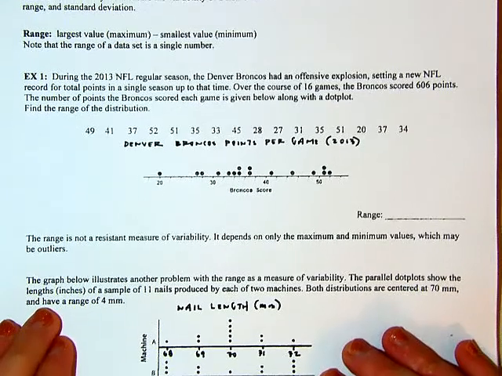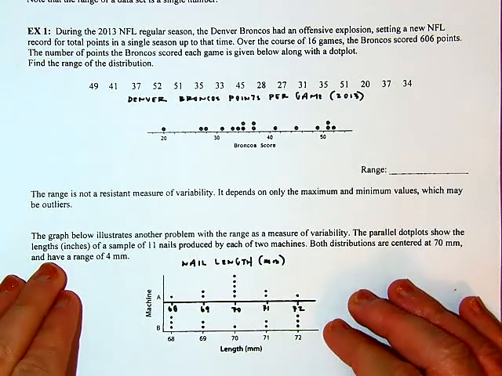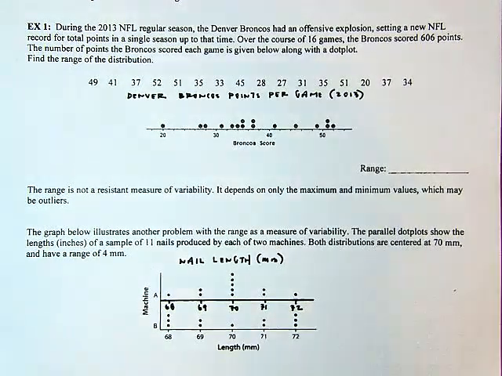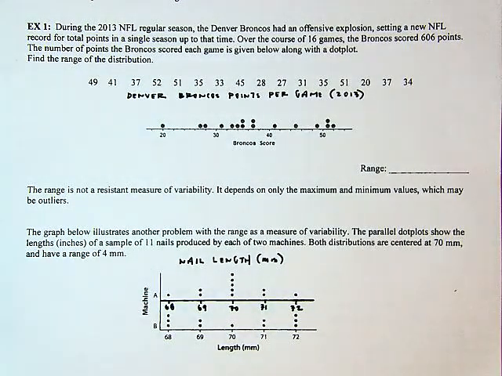So here is an example. Here we're looking at football data. During the 2013 NFL regular season, the Denver Broncos had an offensive explosion, setting a new NFL record for total points in a single season up to that game. Over the course of 16 games, the Broncos scored 606 points. The number of points the Broncos scored each game is given below with a dot plot. Find the range of the distribution.